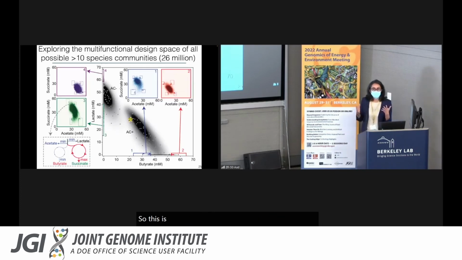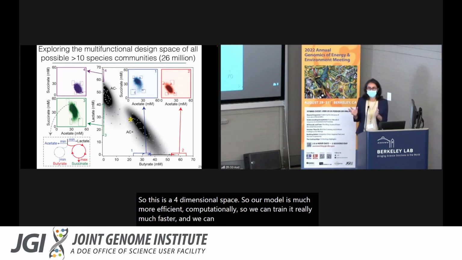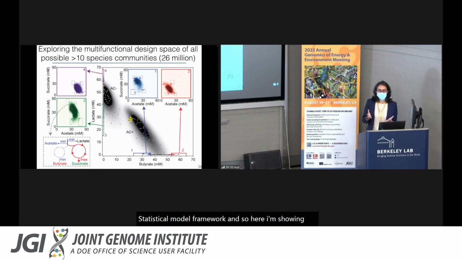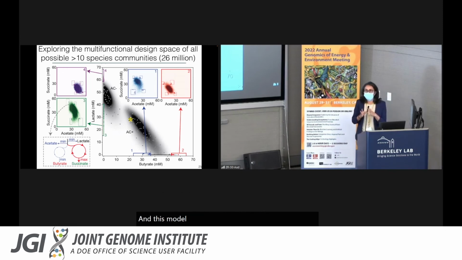So this is a 4-dimensional space. Our model is much more efficient computationally, so we can train it much faster and we can make predictions much faster than our differential equation statistical model framework. Here I'm showing all possible communities that are greater than 10 species, and every data point represents a community. This model was informed by our initial data set, so it has some information about the system.